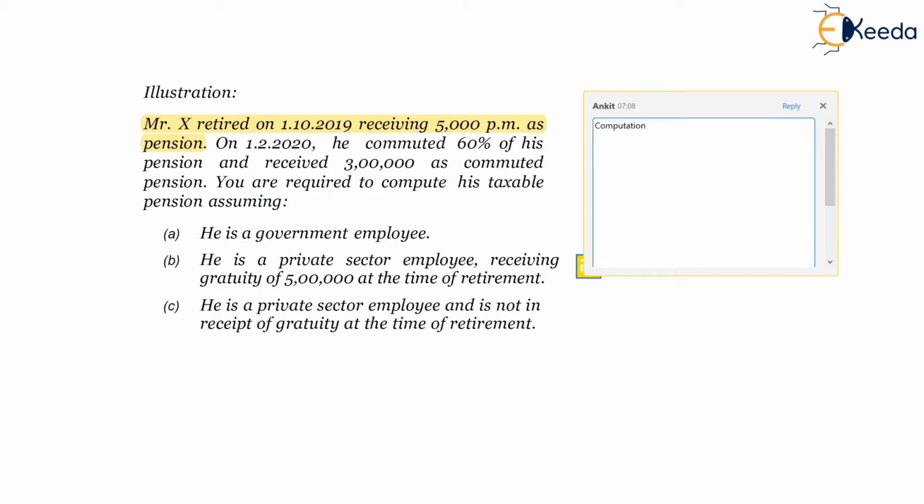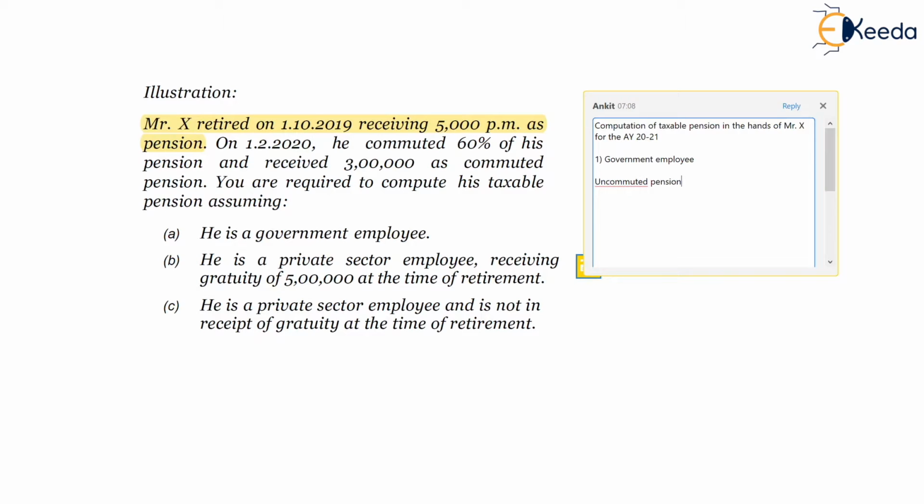So let's compute the government employee pension first. So computation of taxable pension. This is what is expected. Computation of taxable pension in the hands of Mr. X for the assessment year 2021, right? Government employee friends, there will be nothing but uncommuted pension.